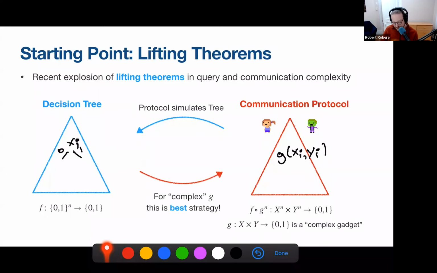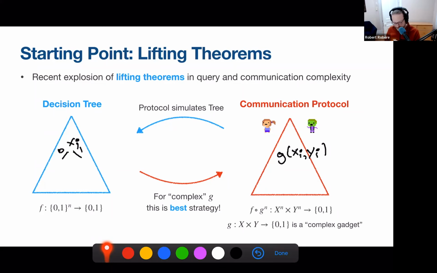However, a lifting theorem basically says that if the gadget g is chosen correctly, then this simple, obvious strategy is actually the best one. You can't do any better than just simulating this naive strategy, where you query all of these bits and compute each g individually at each coordinate. These results are really nice for two reasons, I think. The first is that they let us lift decision tree lower bounds to communication lower bounds, and decision tree lower bounds are usually very easy, while communication lower bounds can be quite difficult.